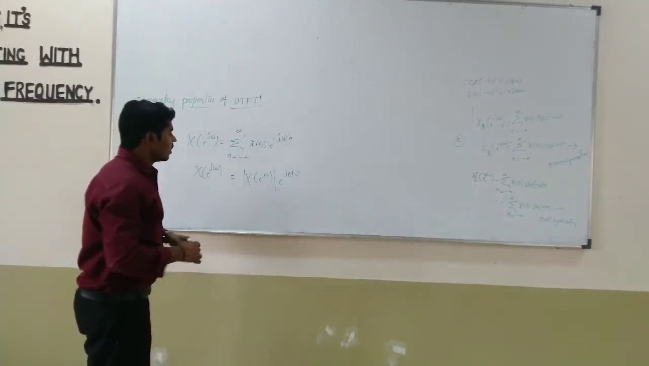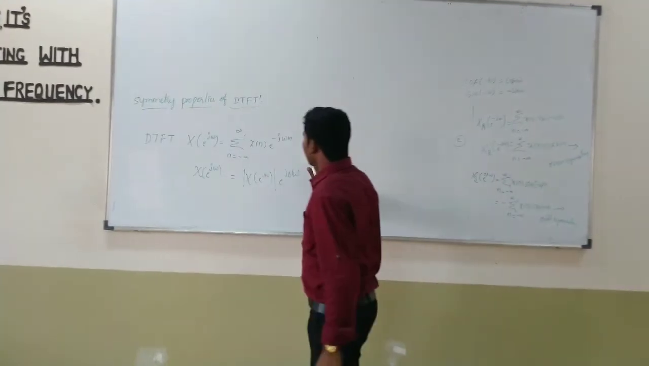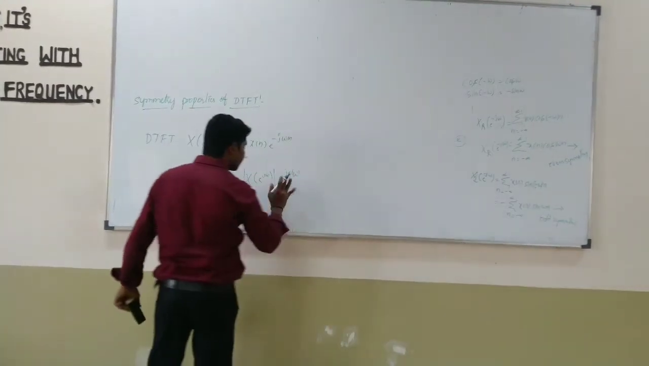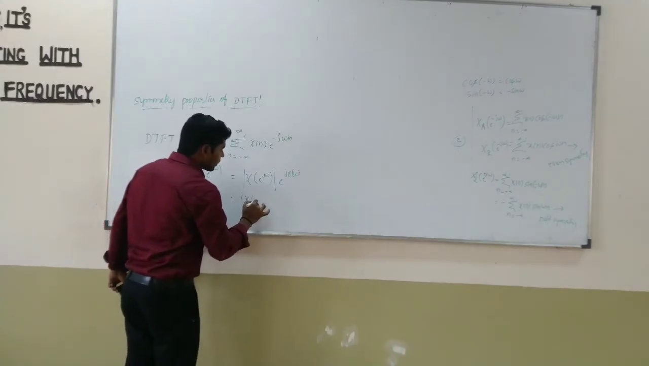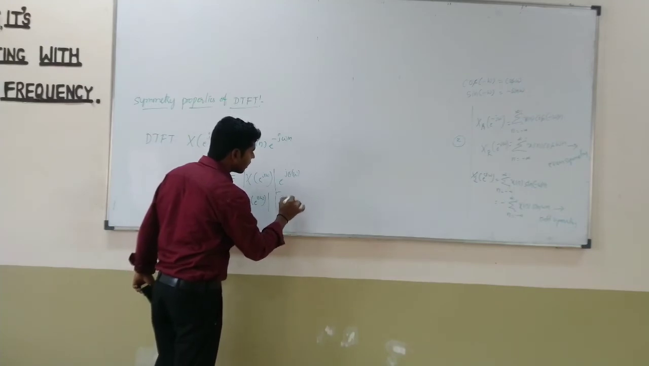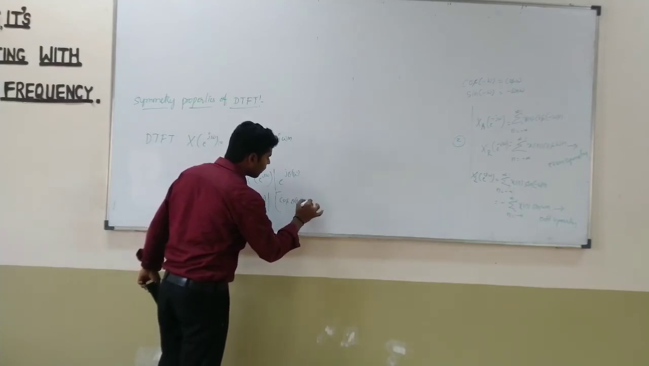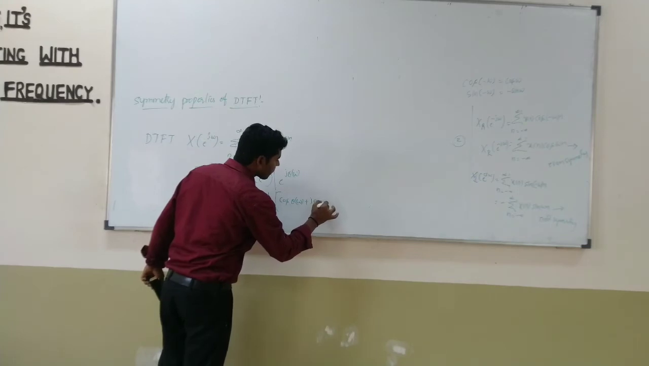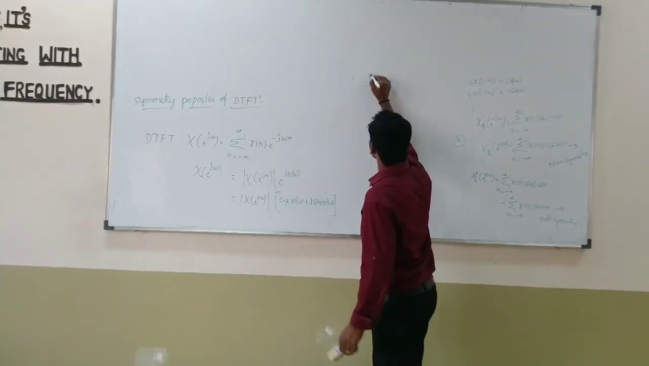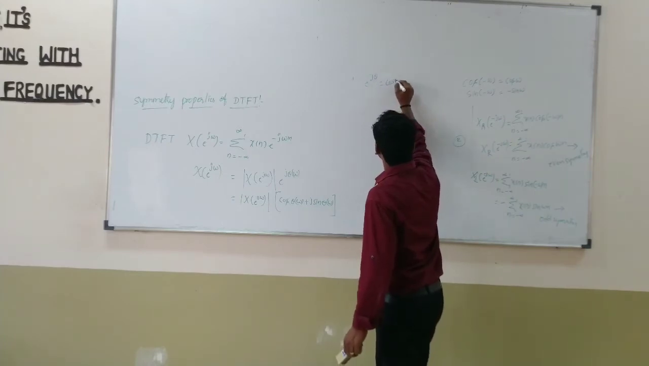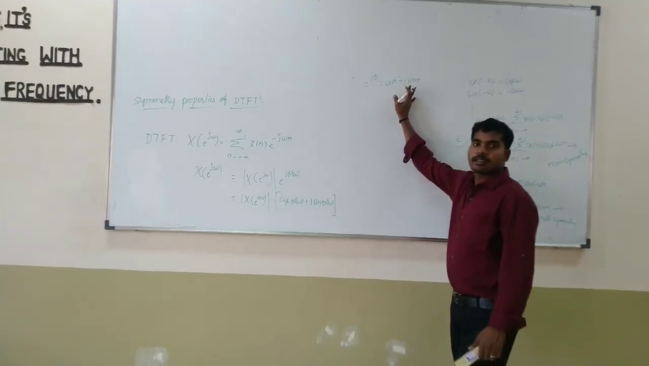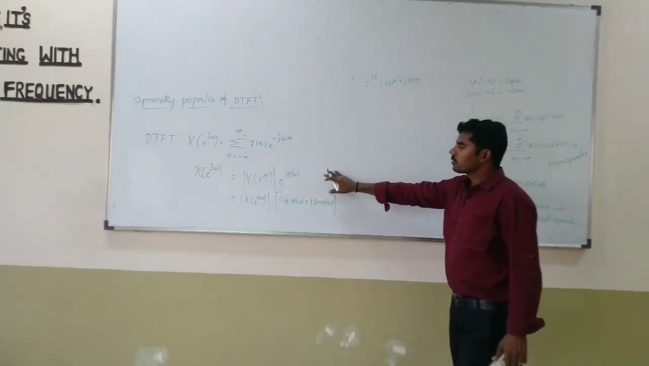So this is a polar representation. From this criteria, X of e power j omega can be represented as modulus of X of e power j omega, and again in the form of Euler's formula, cos of theta of omega plus j into sin of theta of omega. This is the general formula, I think all of you know it well: e power j theta is equal to cos theta plus j sin theta. From this basic rule we can represent e power j theta.